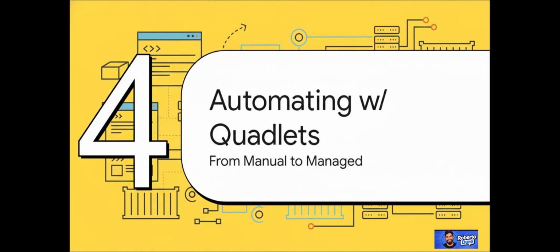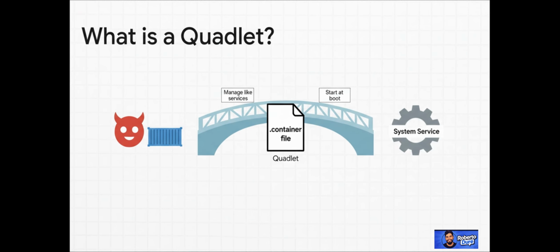Everything we've covered so far has been manual, and that's great for learning and development. But for real-world applications on servers, we need our containers to be managed automatically, just like traditional system services. This is where we transition from the command line to a declarative, automated approach using Quadlets. So what exactly is a Quadlet?